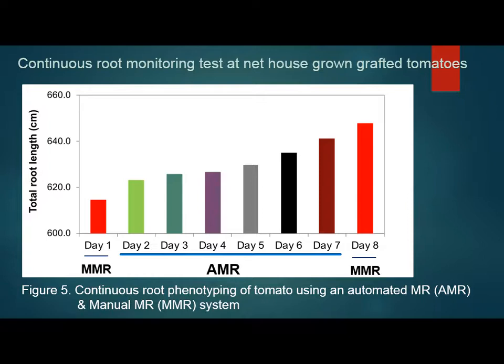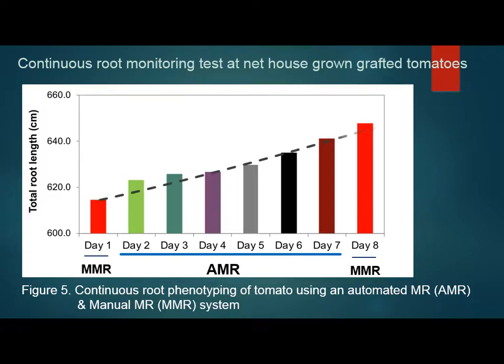Usually they will go for a weekly interval to measure, or maybe 15 days. But in between, the 2nd and 7th day, we will miss the information. So we tested the AMR system on day 2 and day 7. The collected images were analyzed and the root length is exhibited here.